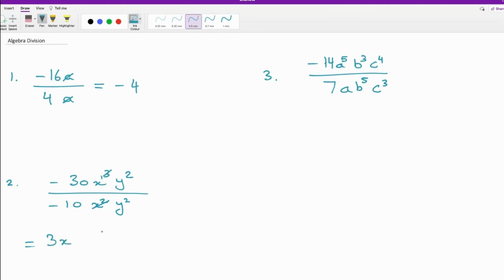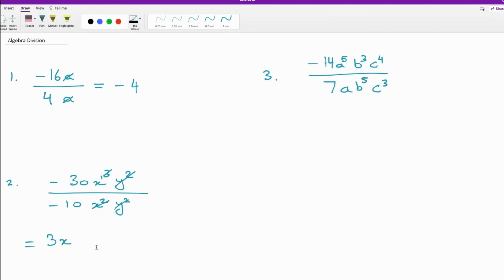Now looking at the y's, we have y squared over y squared. Now because they are the same pronumeral raised to the same power on both the top and the bottom, they both will cancel out. So ultimately in the end, our answer will remain as 3x. Now moving on to the final question, question number 3, we have a minus 14a to the power of 5, b cubed c to the power of 4, divided by 7a b to the power of 5 c to the power of 3. Let's use the same steps that we've gone through so far.